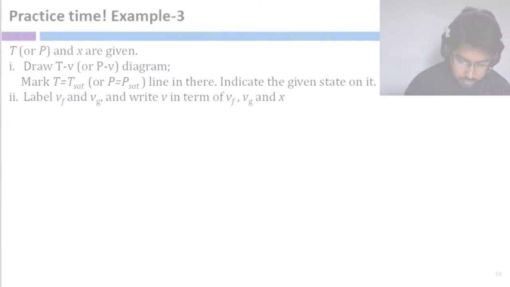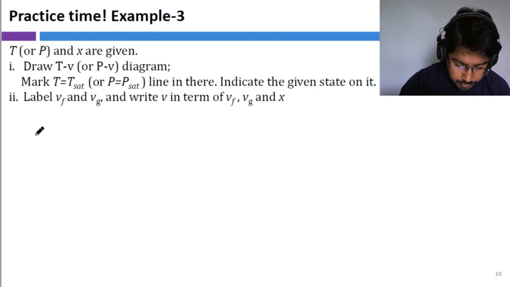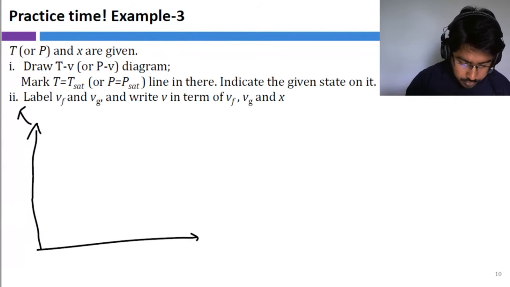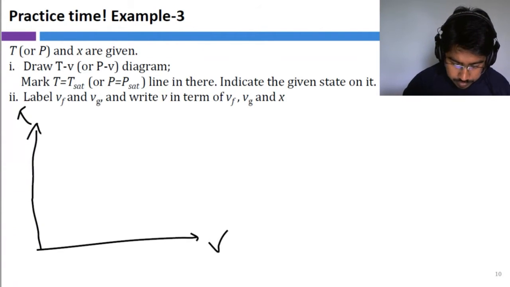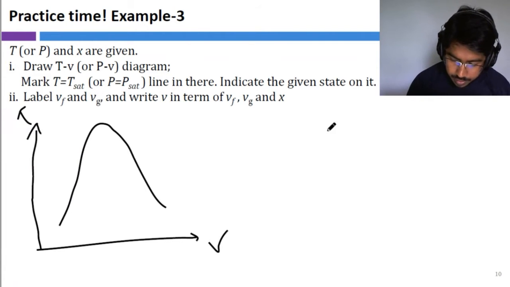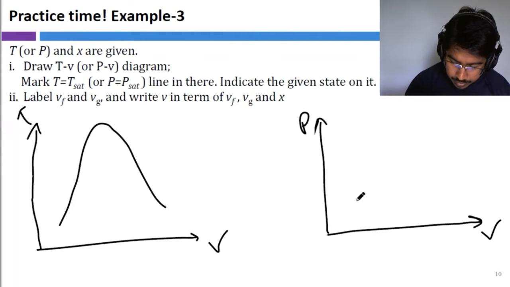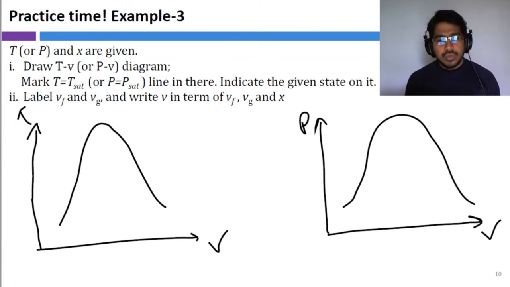Okay, so to make your life easy, I will draw the dome shape for a TV diagram, and the same shape we will draw for the PV diagram. And throughout the lecture series, the difference of these two dome shapes does not really matter for us. We just draw these lines to indicate what's happening and what regions are there in the graph. So we'll be dealing with this dome shape only. We'll not have to deal with the contraction or expansion of the solids.